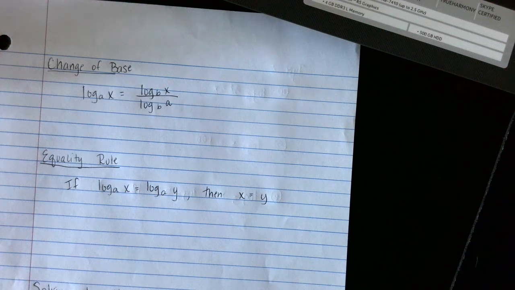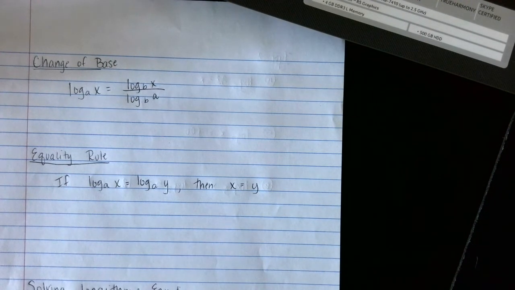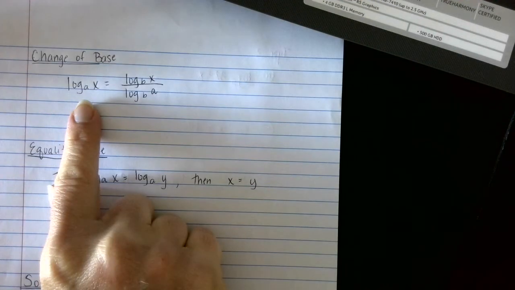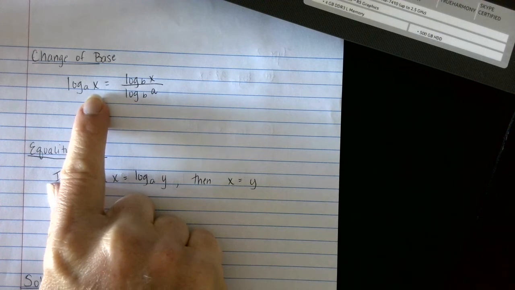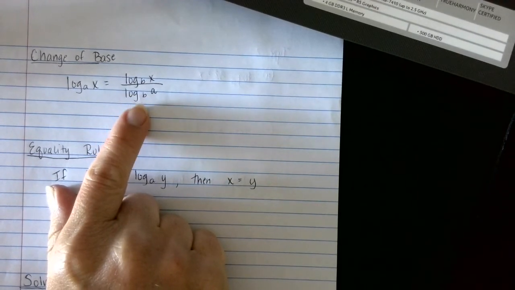All right, so yesterday we talked about the first three rules and properties of logarithms. And now we're going to look at the last two, with the change of base and the equality rule. So the change of base says I can change the base for any logarithm. So I have some logarithm with the base a, and I'm taking the log of x. I can rewrite it with a base of my choosing.